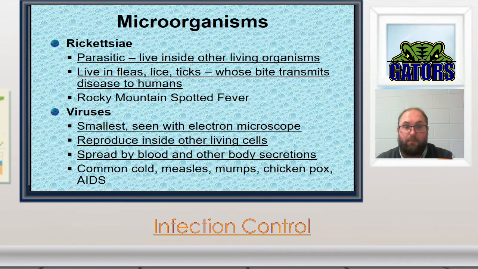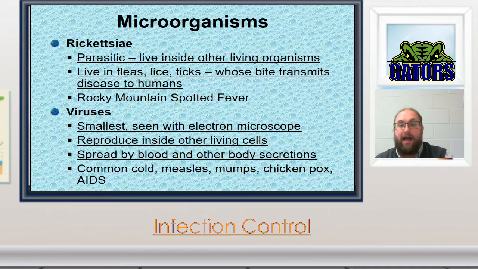Now, the last two, rickettsia and viruses. Rickettsia are small parasitic bacteria, and they grow very rapidly, and they live inside of other organisms. That is what parasitic means. So they live in fleas and lice and ticks, who then bite humans and pass these rickettsia on to people. One of the most common forms of a rickettsia infection is Rocky Mountain spotted fever. Again, I'm going to have a video in these notes after this that will help you visualize and see what these different microorganisms do.